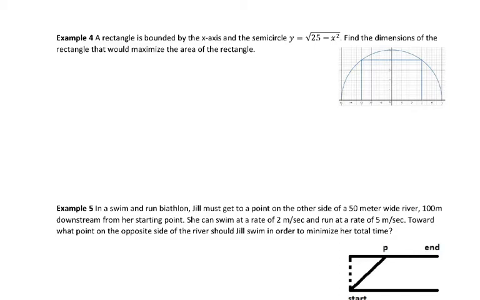All right, example 4. A rectangle is bounded by the x-axis and the semicircle y equals square root of 25 minus x squared. Find the dimensions of the rectangle that would maximize the area of the rectangle. Okay, so let's just start with step 1, optimize. What do we need to optimize here? They want to maximize the area of the rectangle.